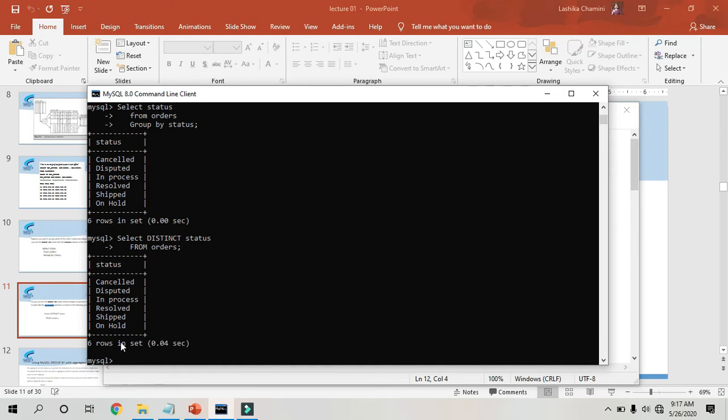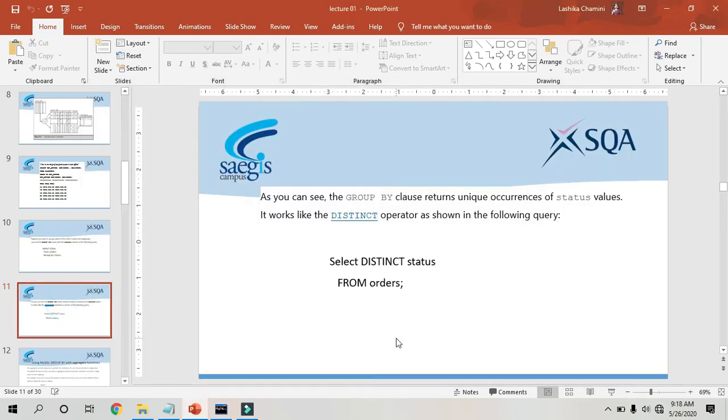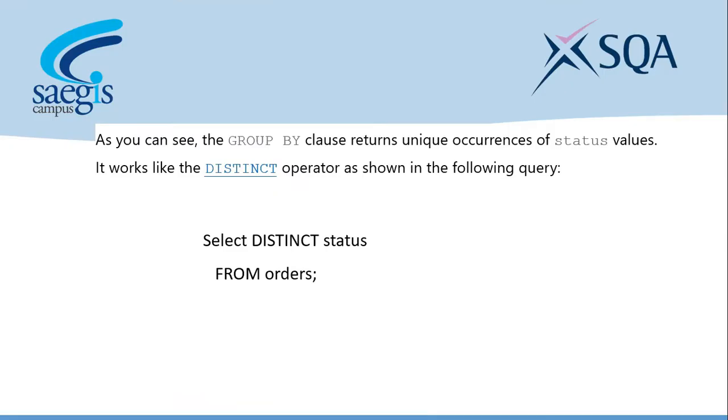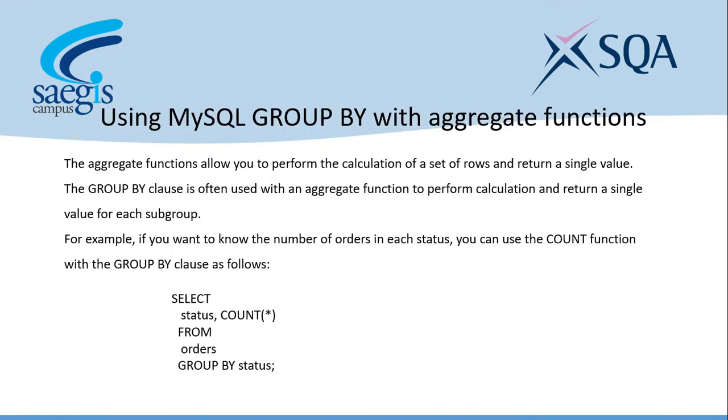The reason for using this is, with GROUP BY we can not only get the distinct status values, we can do lots of things like getting aggregating functions for each group and so on. Then we'll see how to use these aggregation functions with the GROUP BY clause.